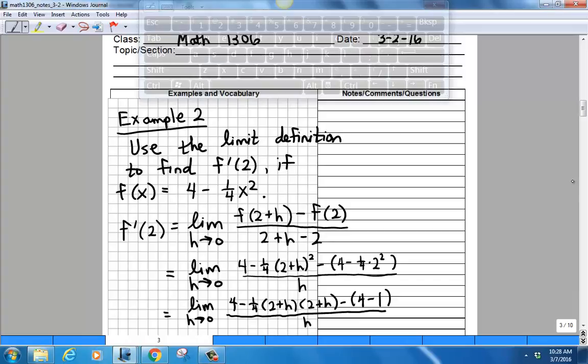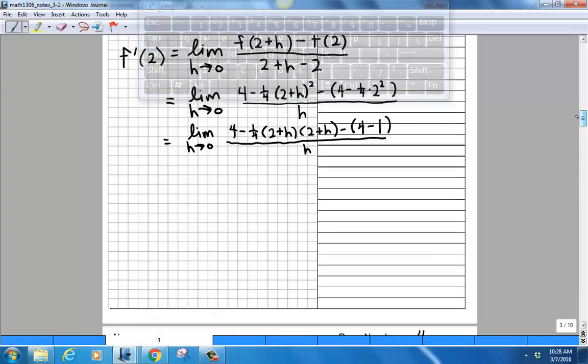I hope I'm not going to run out of room on my page. Oh, no, I got plenty, all right.